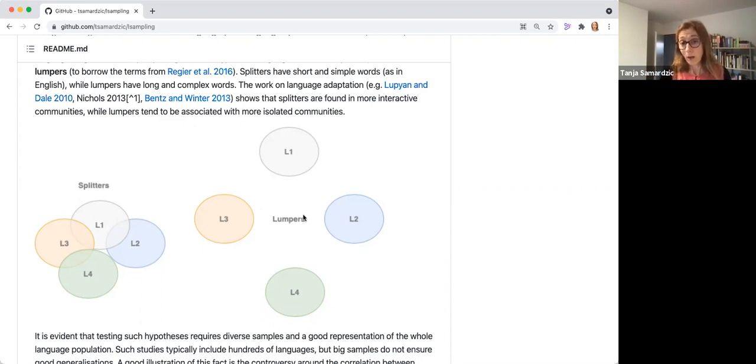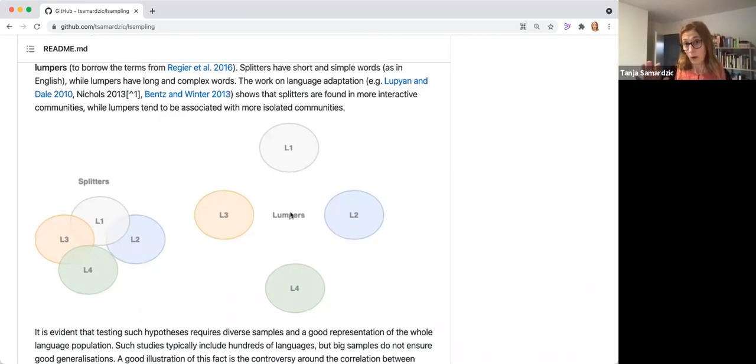On the other hand, we have lumpers, and those are languages that are used in more isolated communities in different areas. In her work, Nichols shows that this holds for Caucasian languages. It's just one group of languages, but she could find a correlation between geographical altitude and morphological complexity, right? So for me, that's interesting.